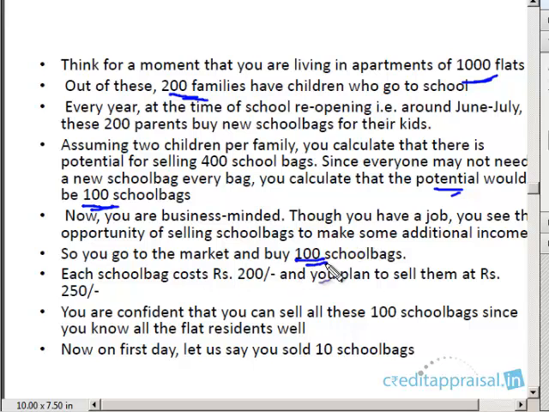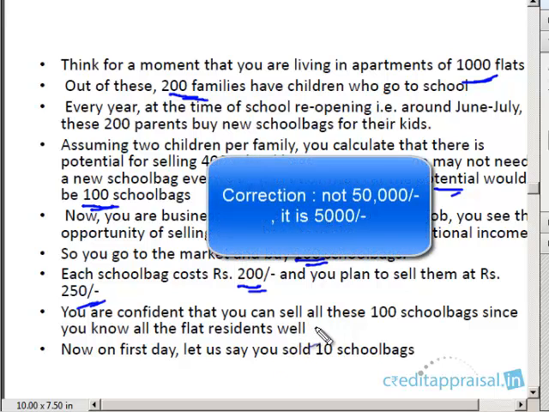So what you do, you go to the market, right? You go and purchase 100 school bags. Each school bag is costing 200. So you spend 20,000 in purchasing 100 school bags. Your plan was to sell them at 250 rupees. Since you are living in these apartments, you know each of these residents very well. You are confident of selling all these 100 school bags. So once you sell these 100 school bags at 250, you'll be generating income of 25,000. Since your cost was 20,000, you're planning to make a profit of 5,000. So that is your plan.